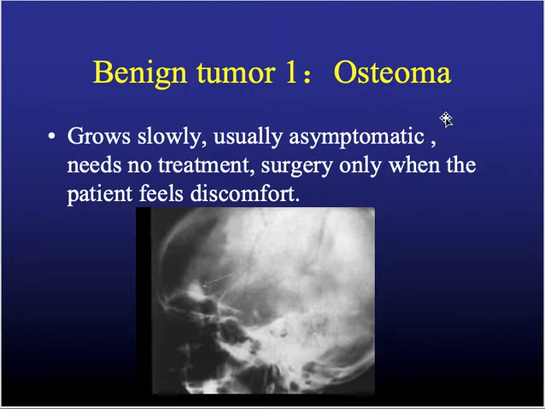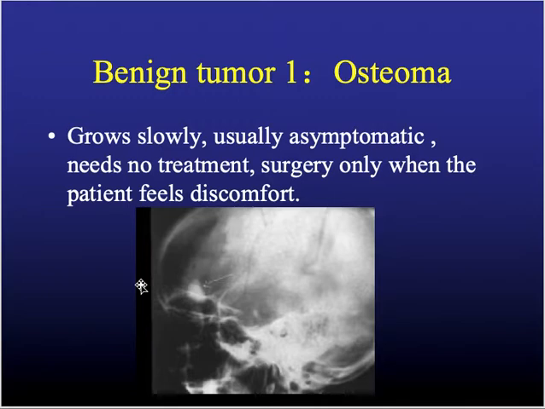So a very easy way to define osteoma is when there is a bone formation, a new piece of bone is formed. They grow slowly, they are usually asymptomatic, they usually need no treatment, and surgery is only done when the patient complains or has discomfort. You can see over here this arrow, this is an osteoma, where there is a formation of new bone.